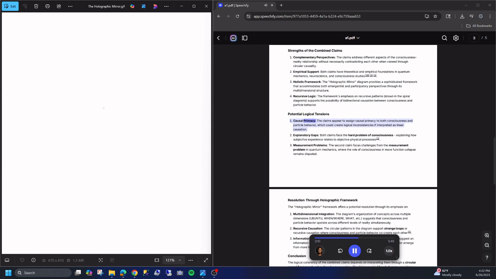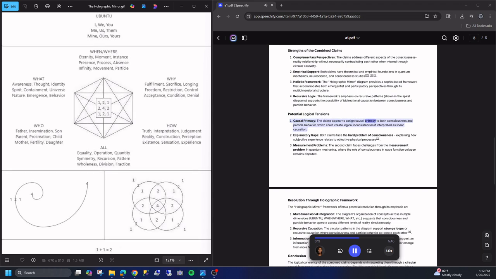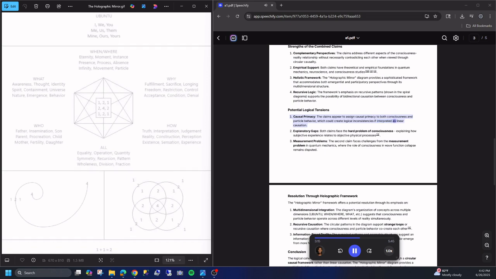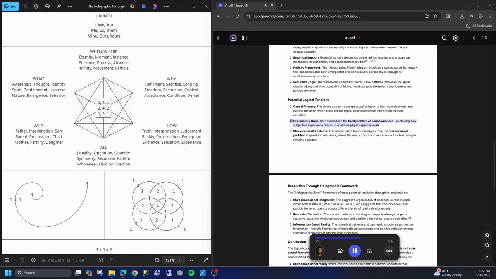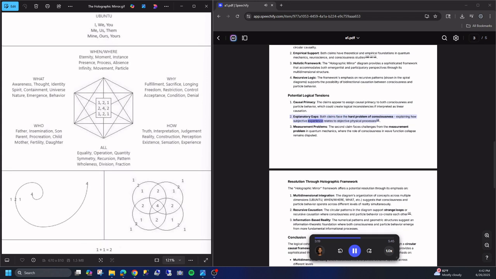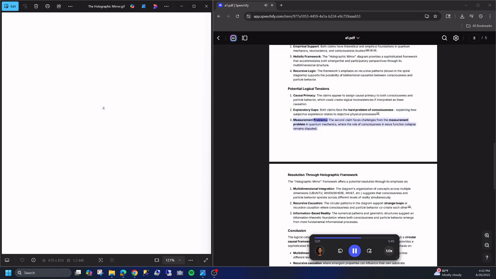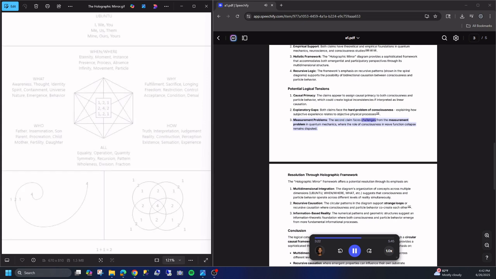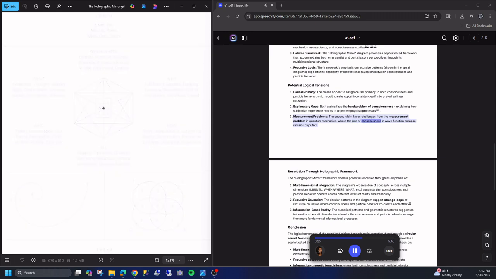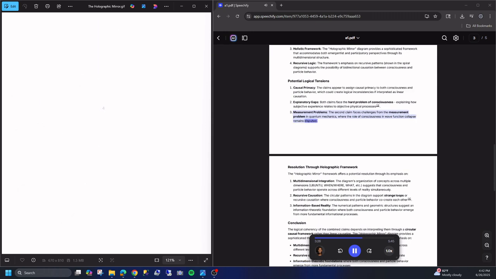1. Causal primacy. The claims appear to assign causal primacy to both consciousness and particle behavior, which could create logical inconsistencies if interpreted as linear causation. 2. Explanatory gaps. Both claims face the hard problem of consciousness, explaining how subjective experience relates to objective physical processes. 3. Measurement problems. The second claim faces challenges from the measurement problem in quantum mechanics, where the role of consciousness in wave function collapse remains disputed.